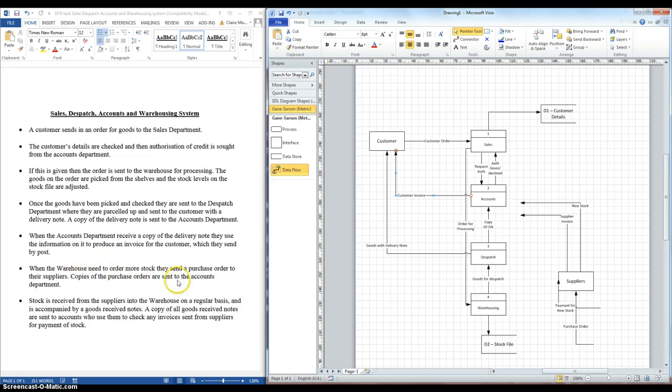When the warehouse need to order more stock, they send a purchase order to the suppliers. So again, we had the purchase order here, and we're saying that it's coming from the warehouse. Let's move that one out of the way. Copies of the purchase orders are sent to the accounts department. So again, another internal flow. Copy of purchase order. Okay, I hope you're with me so far.